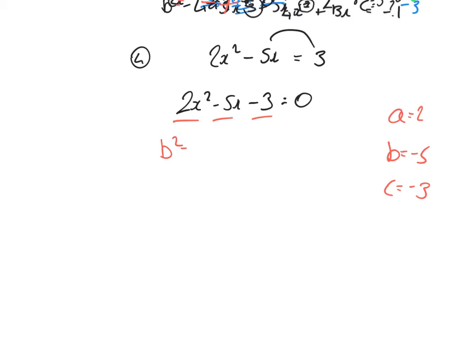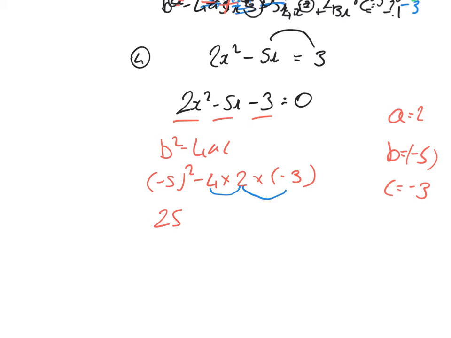Next move, b squared minus 4ac. What's B? B is minus 5, so that's minus 5 squared minus 4 times A, which is 2, times C, which is minus 3. Minus 5 squared is 25. Take your time. Minus 4 times 2 is minus 8. Minus 8 times minus 3 is plus 24. 25 plus 24 is 49.